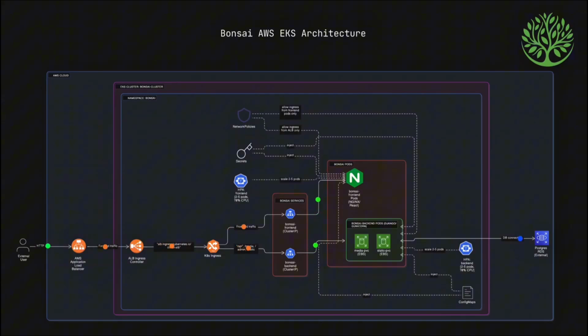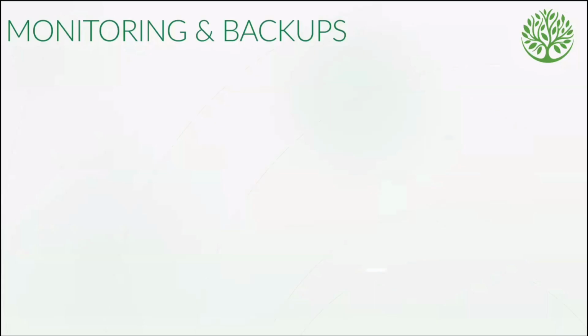The backend connects to a managed Postgres database on AWS RDS using EBS volumes. Horizontal pod autoscalers automatically scale our pods based on CPU usage. All of this is provisioned with Terraform and deployed using GitHub Actions workflows, giving us a secure, scalable, and fully automated setup. Now I will pass it over to Mikhail.